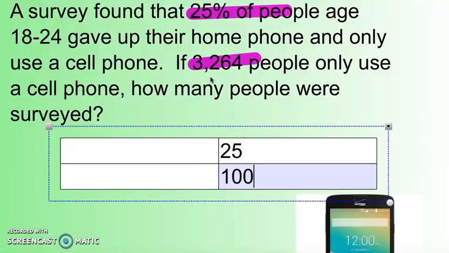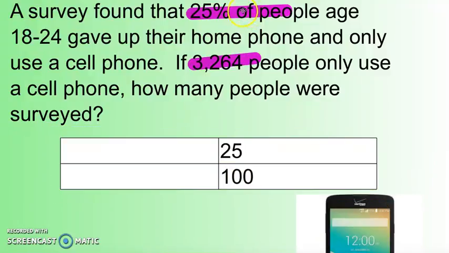Do we know what the total group was of who they surveyed? Well, this is a clue. Okay, do you see this word of? 25% of, and do they give a number that follows? No. And the reason for that is because we don't know the population, the total population of how many people they surveyed. All we know is the part of people that use a cell phone. And remember, our part always goes on top.